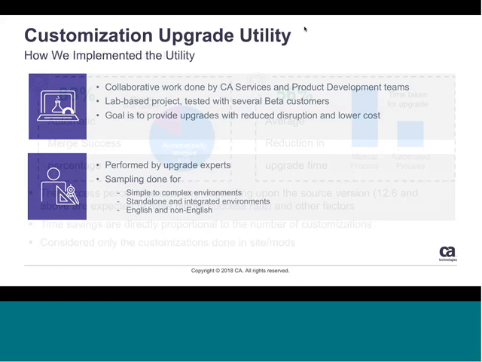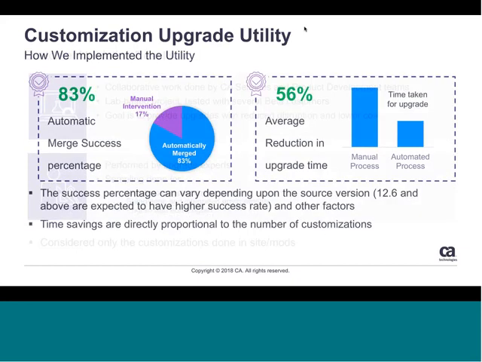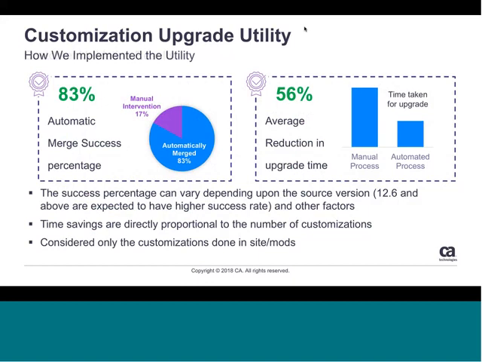And how does this customization upgrade utility work? So this utility takes as input three things. The customized files, which is your site mods folder, and the out-of-the-box files of the release of the existing version that you are on. Again, for the sake of example, let me assume that I am upgrading from 14.1 to 17.1. So it will take the 14.1 existing release files, and it will also take the out-of-the-box files of the new release that you are moving to, which will be a 17.1 or 17.0 release.